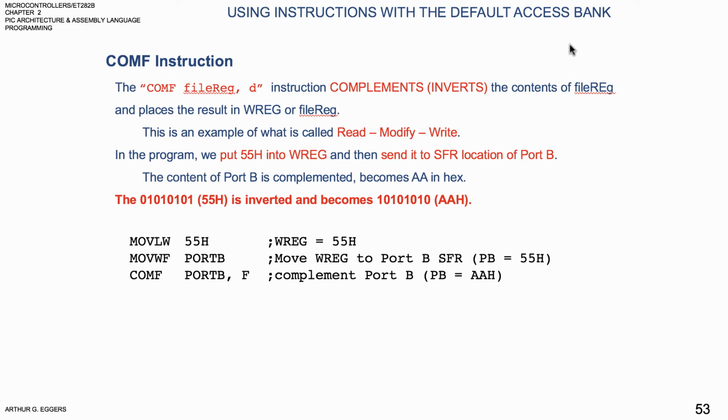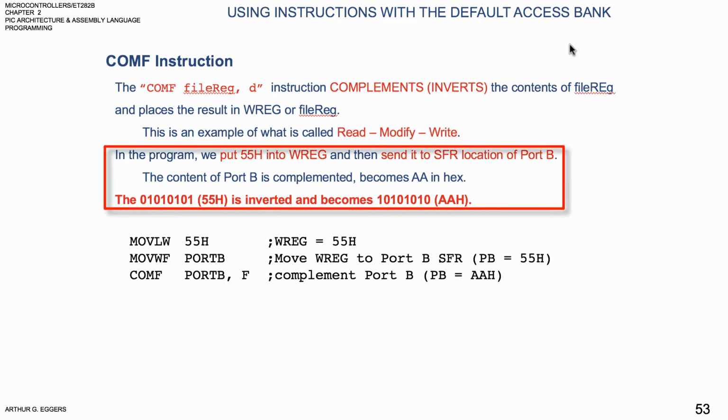We've got an example here that we're going to take a look at. This is what is commonly called a read, modify, and write command, and we'll see more of these in the future as we start putting more of these commands under our belt. If you take a look at the example below, we're going to put a hex 55 into the working register and then send it to one of the special function registers, one of the SFRs, at location B, port B, and then the content of port B will be complemented, which becomes a hex AA.